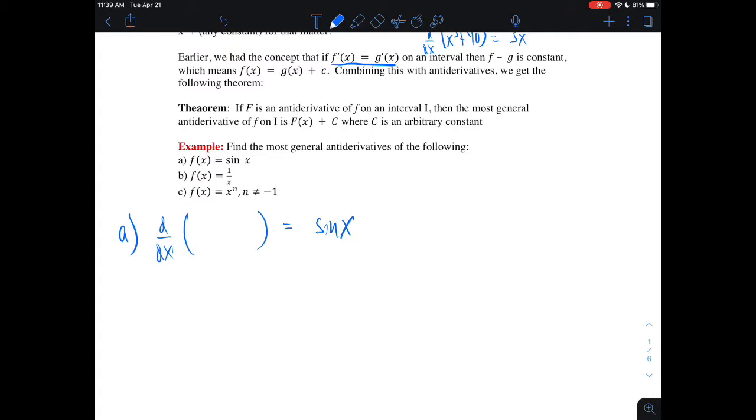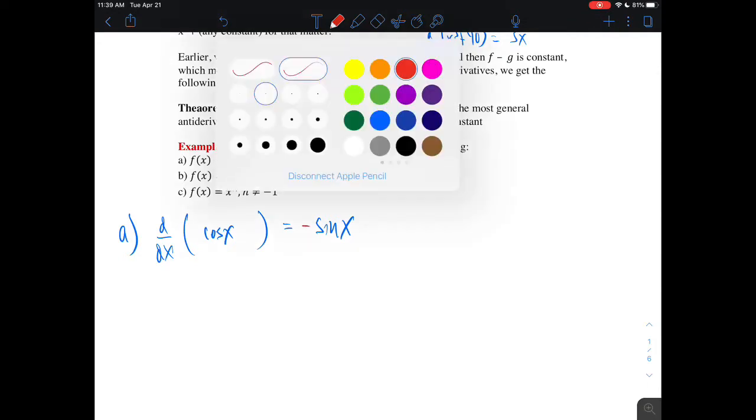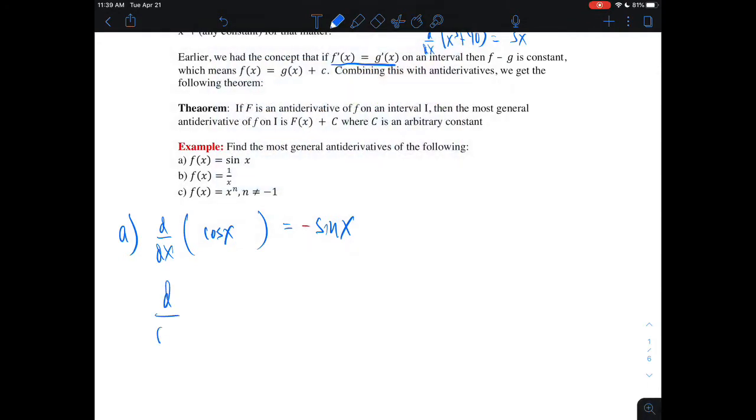So we might start with a guess that if we take the derivative of cosine x, that would give us sine x, but we actually know that if you take the derivative of cosine x, you get negative sine x. So, to help us adjust this, if we take the derivative with respect to x of negative cosine x, then that gives us positive sine x. So we would first say that capital F of x is negative cosine x.